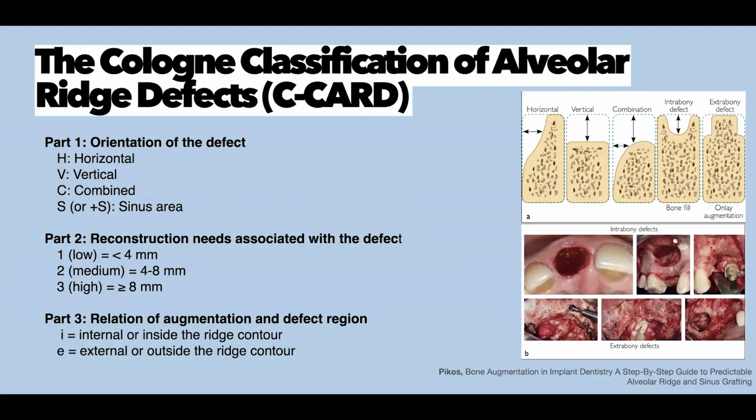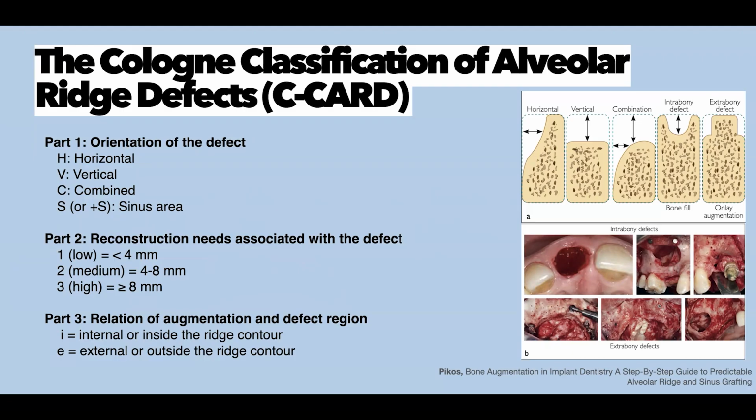One other classification, though, that was designed for implant defects, it's much more detailed, and it's actually more useful for communication when we're trying to decide if this is a defect that we can regenerate in a simultaneous fashion or in a staged fashion, is the CCARD defect, or the Cologne Classification of Alveolar Ridge Defects. So this has 3 parts. So we have to come up with 3 pieces of information to get a classification for CCARD.